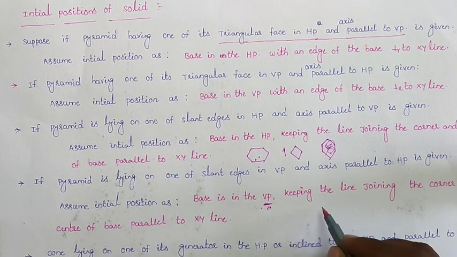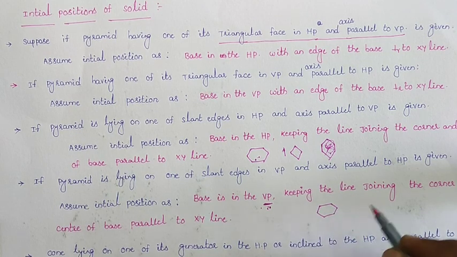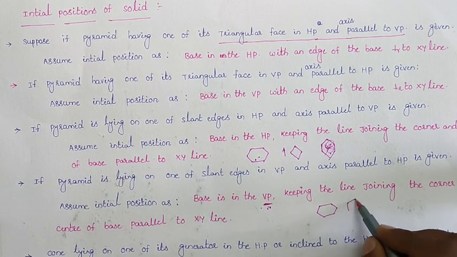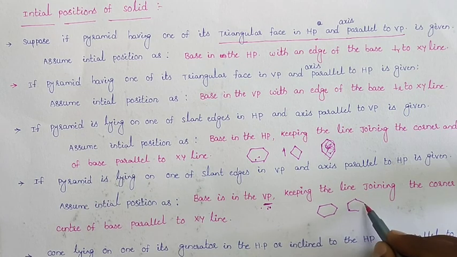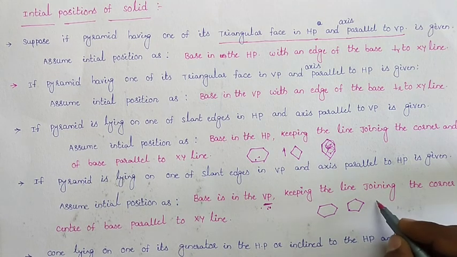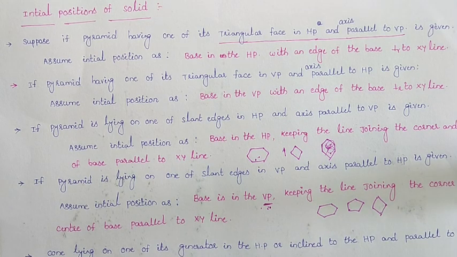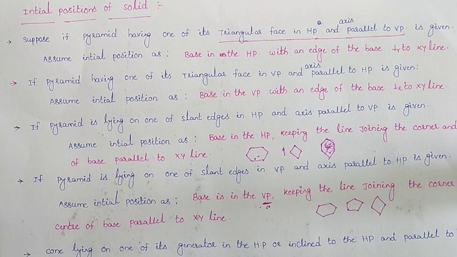Suppose it is a hexagon, we will draw the front view of our diagram like that. Suppose it is a pentagonal pyramid or pentagonal prism, we will draw the shape of the pentagon like that. Suppose it is a square pyramid, we will draw the front view of the square pyramid like that. Like that we will draw so many problems.